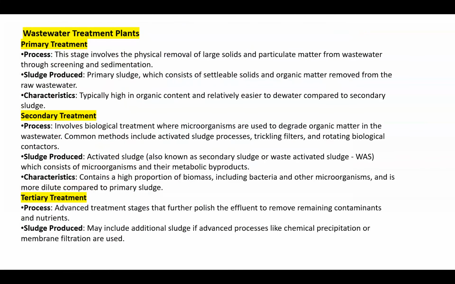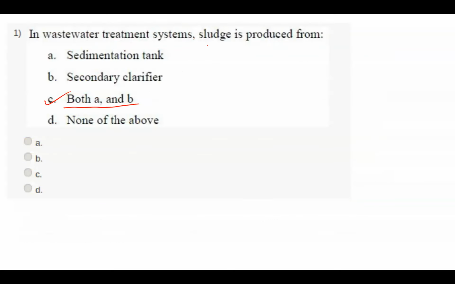So, how does it come? See here, in wastewater treatment plants, as we all know, primary treatment, secondary treatment, and tertiary treatment are there. And the question is, in wastewater systems, where is the sludge produced from? In the sedimentation tank, due to the settlement of the sludge by gravity, we can have the sludge. Also in the secondary clarifier system, after the primary one, we'll get the sludge.